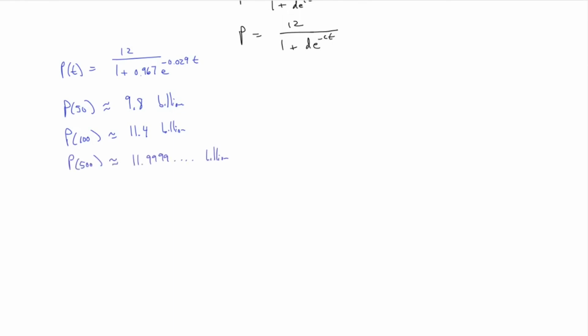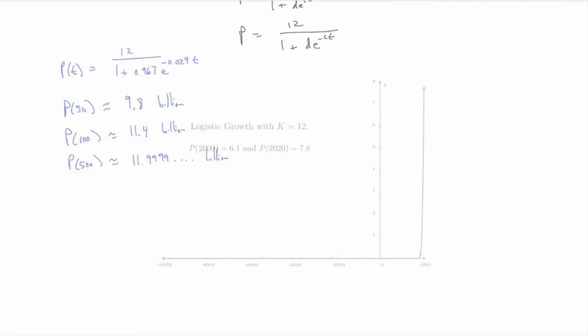And if you go far enough out, if you look at what happens in the year 2500, we are very, very nearly a hair's breadth away from the carrying capacity of 12 billion, as opposed to the 2-point-something trillion that we found with the exponential growth model.